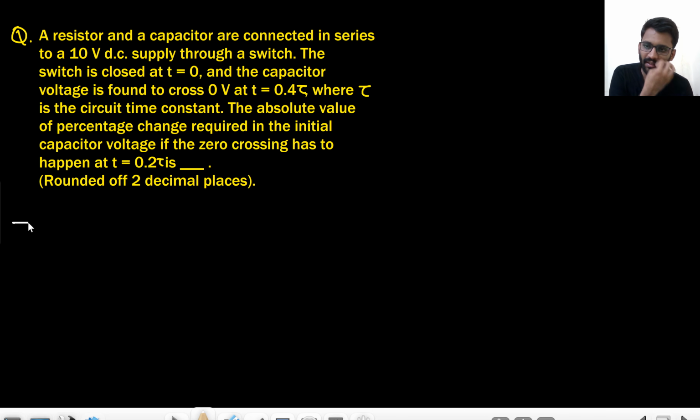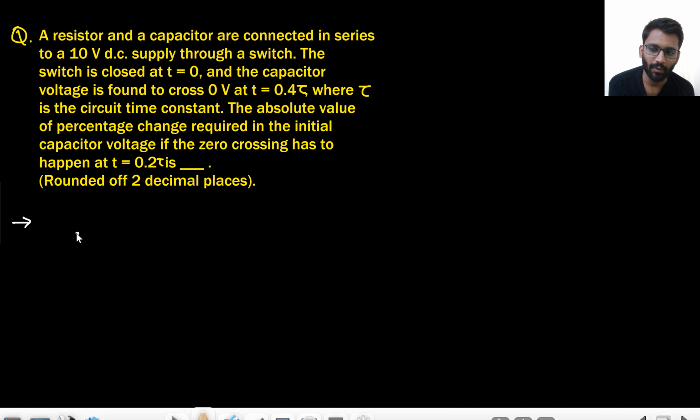So let's make the circuit. This was a GATE question, so it was given in this theory manner only. A resistor and capacitor are connected in series to a 10 volt DC supply through a switch. They can be connected in this way as well, and in this way as well. Since they have not specified, we can take any circuit.